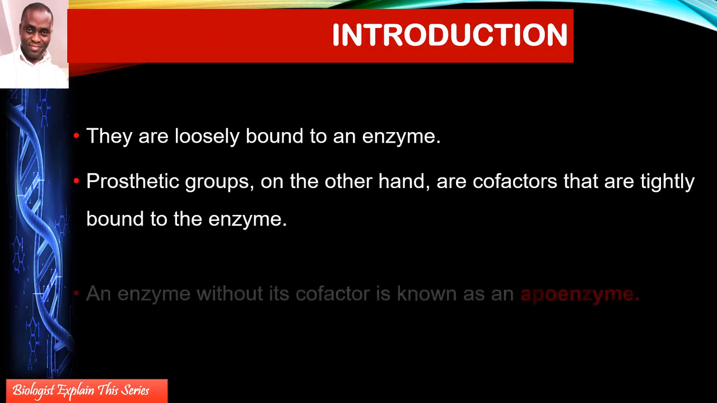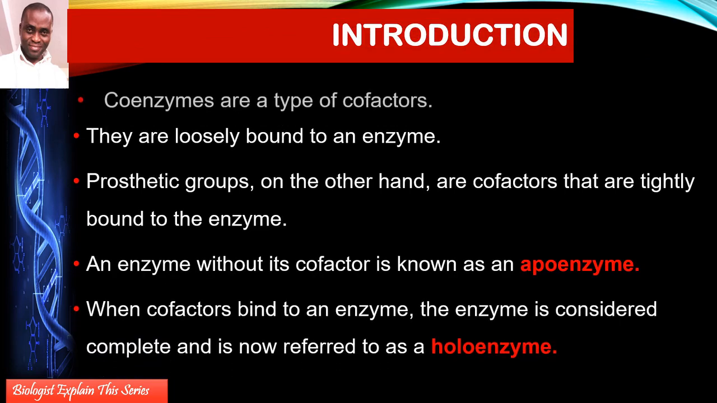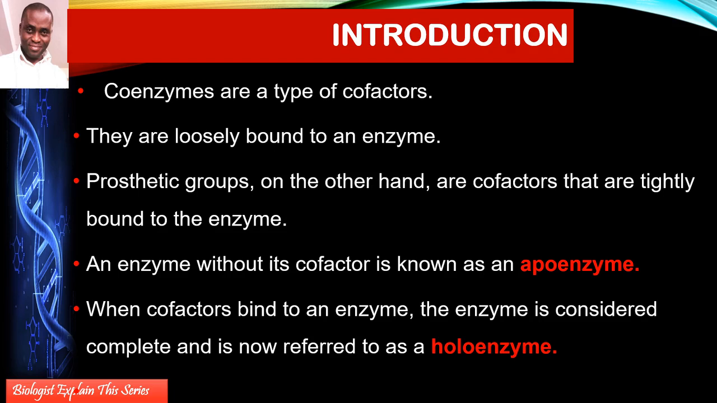So let's look at the introduction here for our purpose. Coenzymes are a type of cofactor, so that's to clarify a misconception here. All molecules that aid or assist or help enzymes in their catalytic activities, you call them cofactors. From the two charts you saw in the previous slides, coenzymes are a type of cofactor, settled. And we said also in the previous slide that coenzymes are loosely bound to the enzyme, unlike prosthetic groups that are permanently attached.